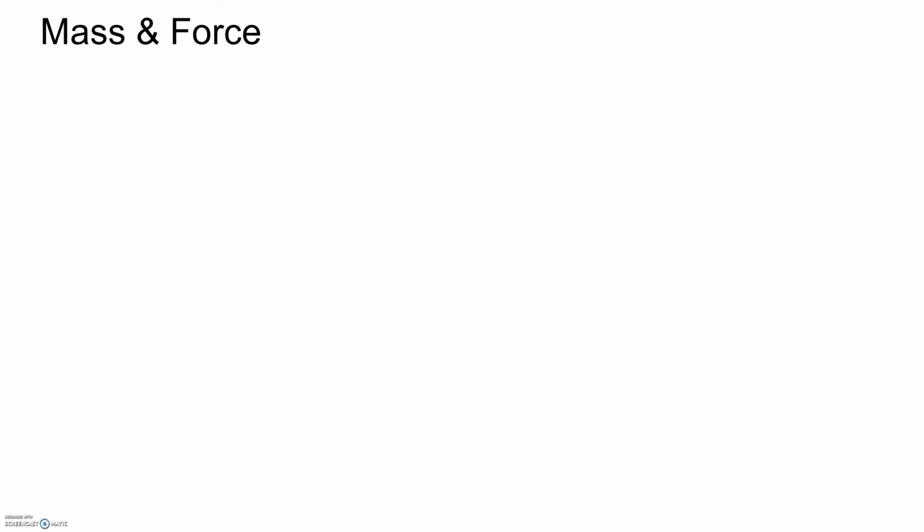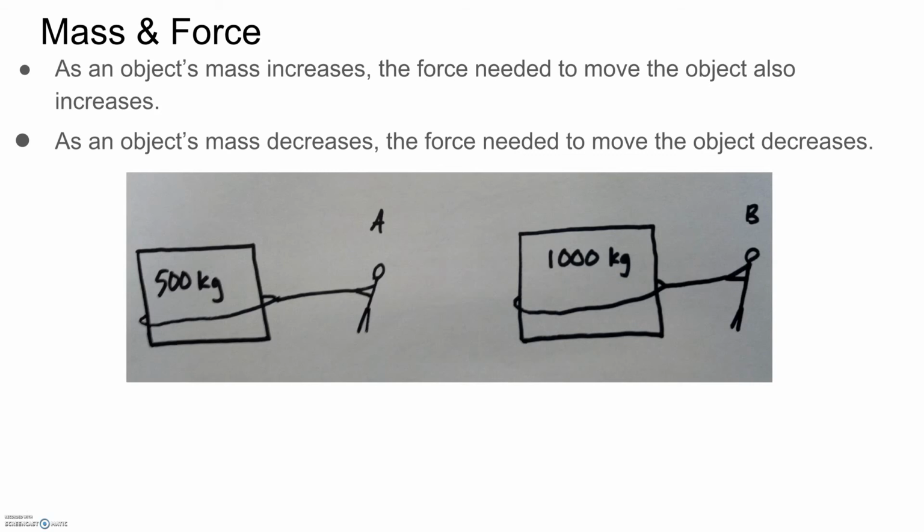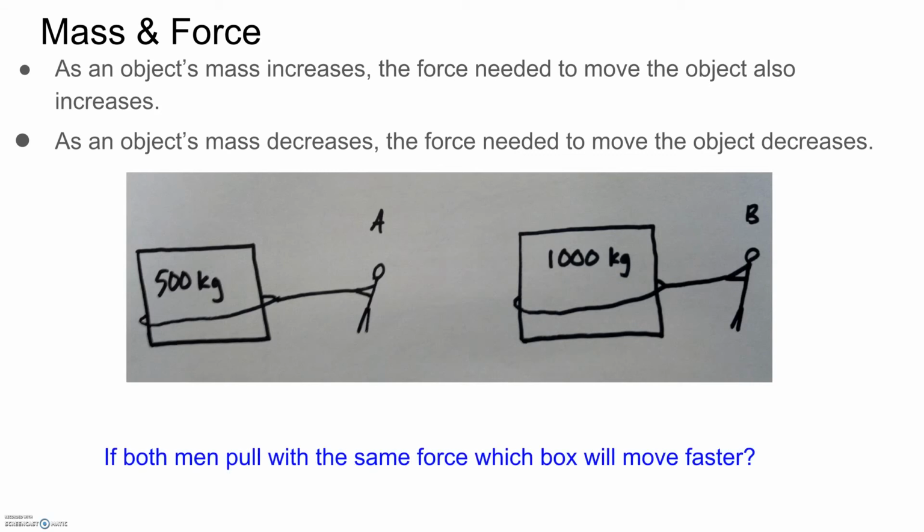Which finally leads us into our question: how does mass affect a force? If an object's mass increases, the force needed to move that object also increases. If the object's mass decreases, the force needed to move that object also decreases. So here we see an image, and the man is pulling, and we're going to assume this man is pulling with the same amount of force. It's the same strength. However, the difference between A and B is the mass of the object.